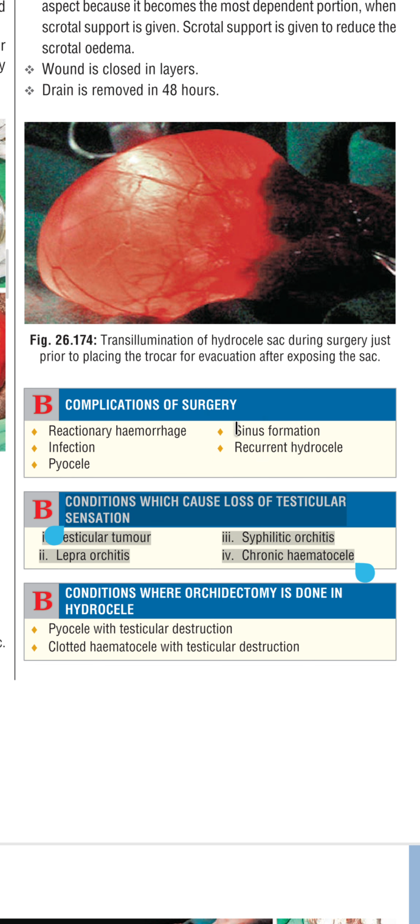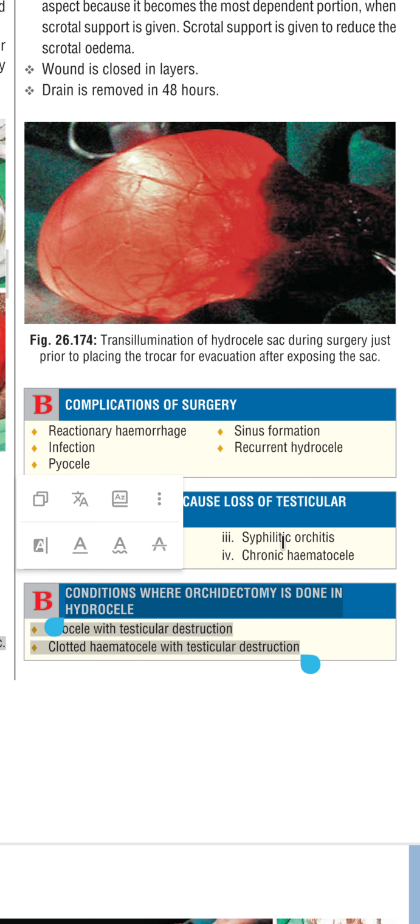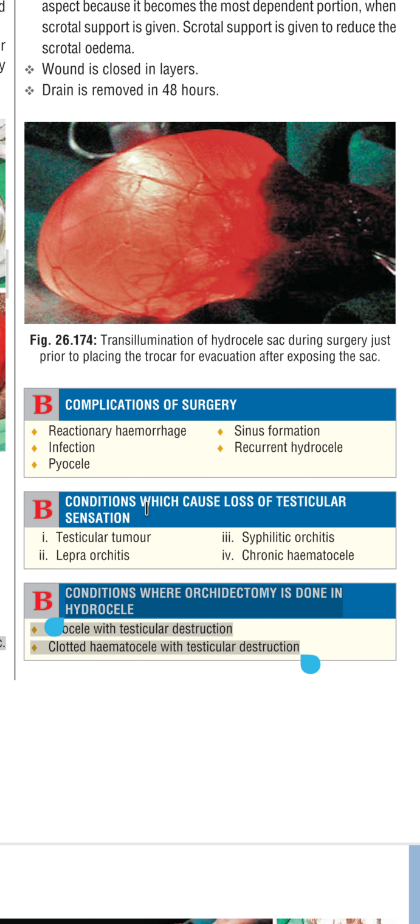Conditions which cause loss of testicular sensation: testicular tumor, lepra orchitis, syphilitic orchitis, chronic hematocele. Conditions where orchidectomy is done: pyocele with testicular destruction, clotted hematocele with testicular destruction.